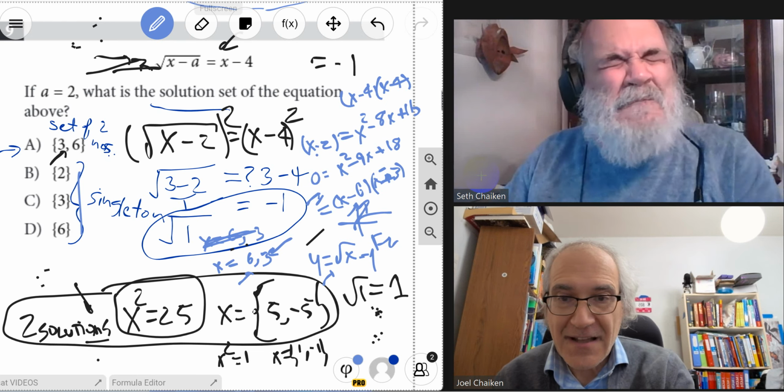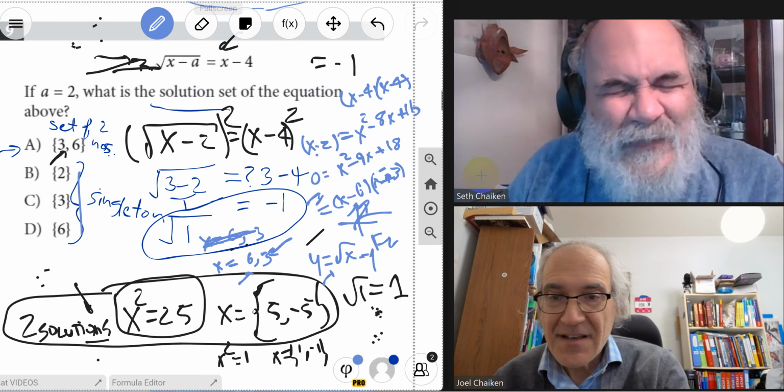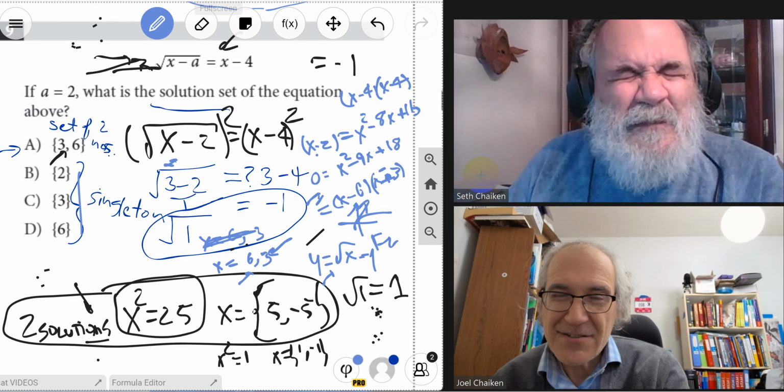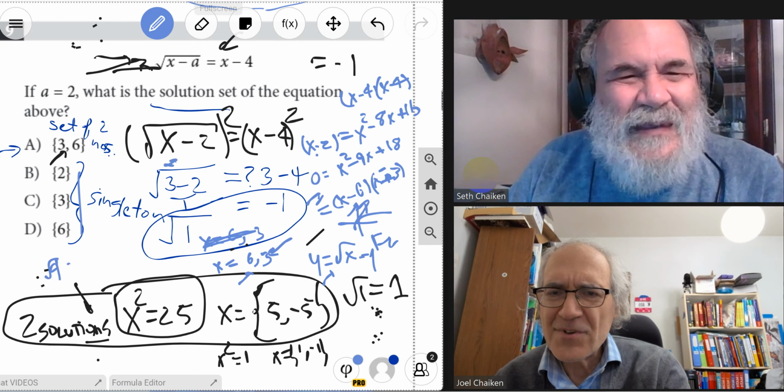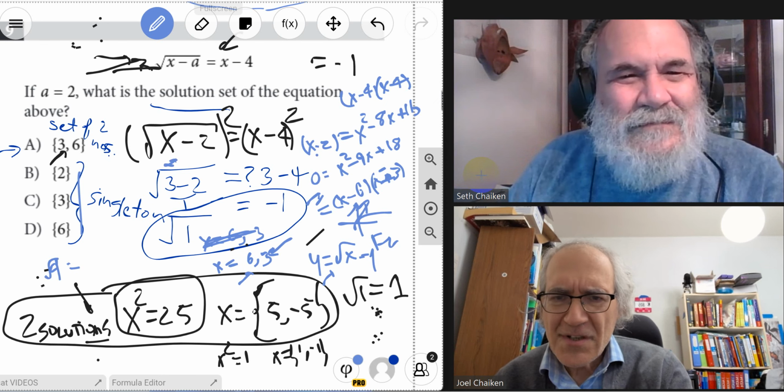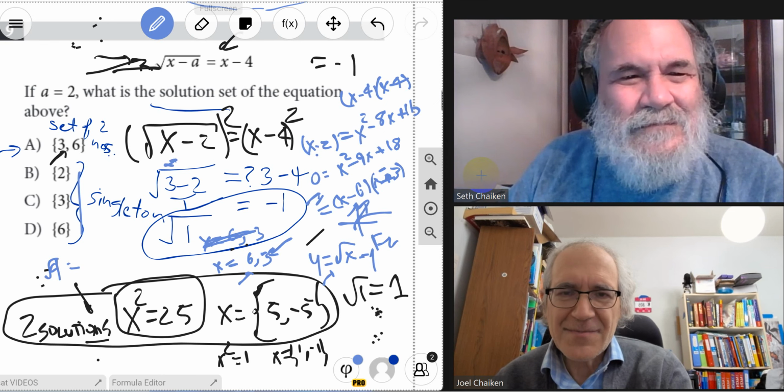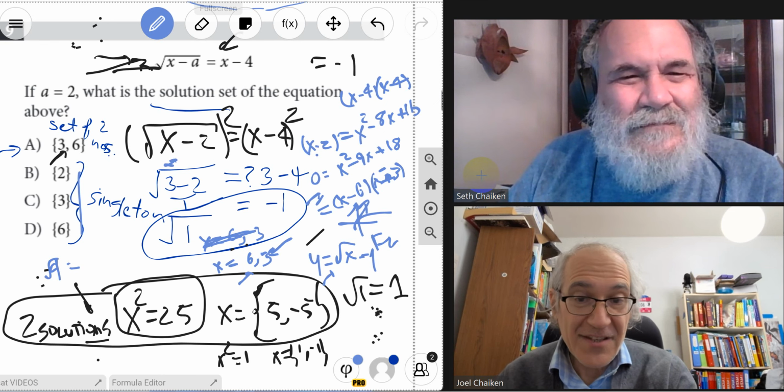Now, just check x equals 6. So 6 goes in here. 6 minus 2 is 4. The square root of 4 is 2. Okay, that works. 6 minus 4 is 2. That works. Now let's check this one.